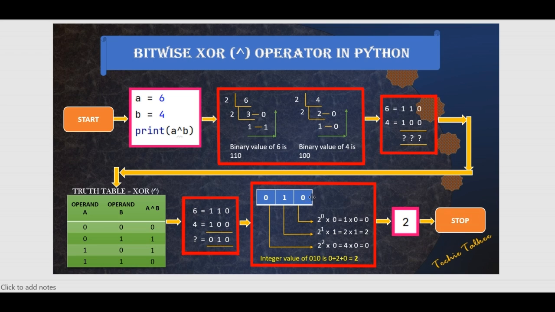Next, we need to convert this to the integer value. So 0, which I'll multiply with 2 power 0. And 2 power 0 is 1, 1 into 0 will be 0. Next, I have 1 here, which I'll multiply with 2 power 1. So 2 power 1 is 2. 2 into 1 will be 2. Next I have 0 here, which I'll multiply with 2 power 2. 2 power 2 is 4. 4 into 0 will be 0. And the integer value of 0, 1, 0 will be the sum of these values. It will be 0 plus 2 plus 0, which is 2. So we got the result as 2 for 6 XOR 4.